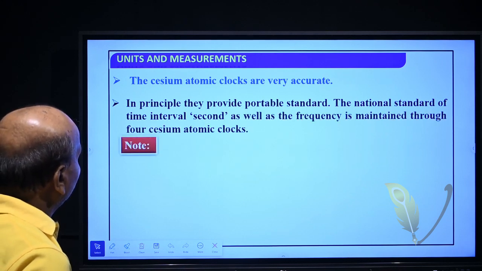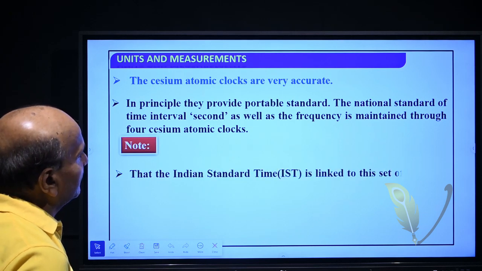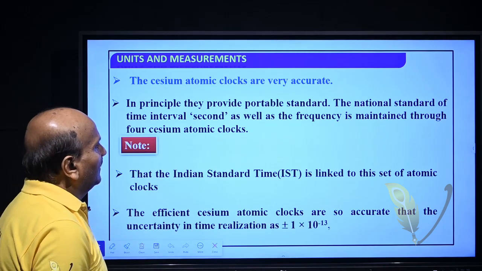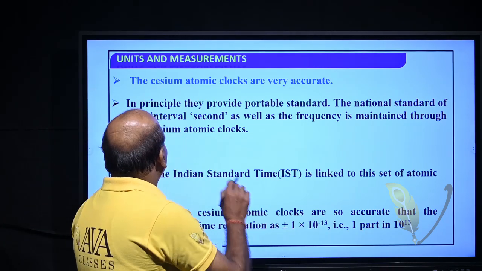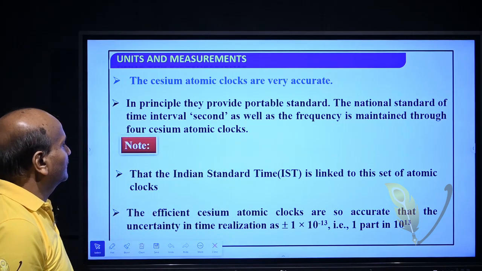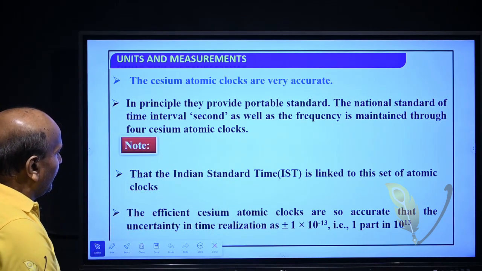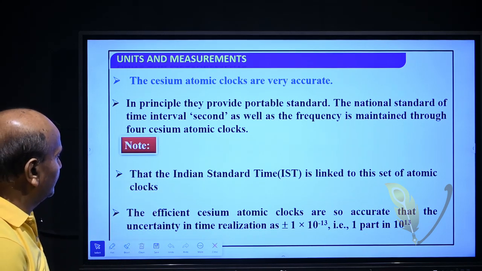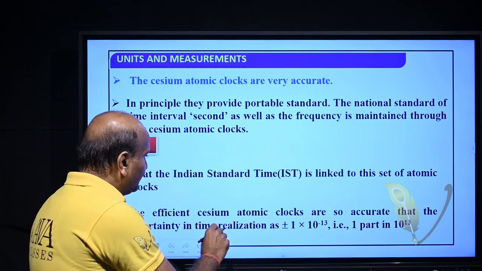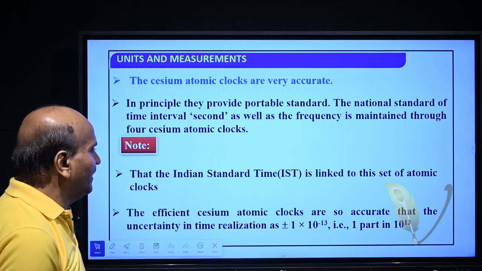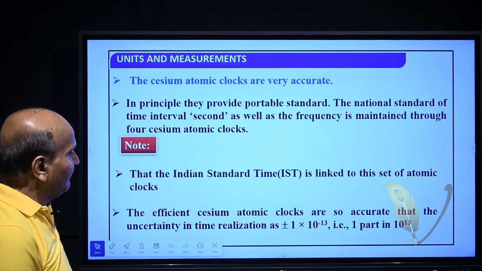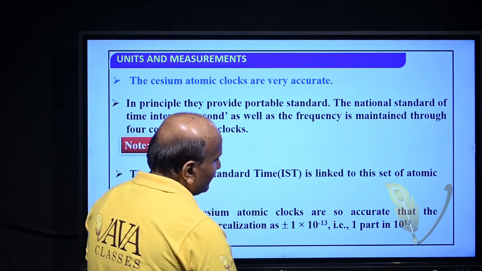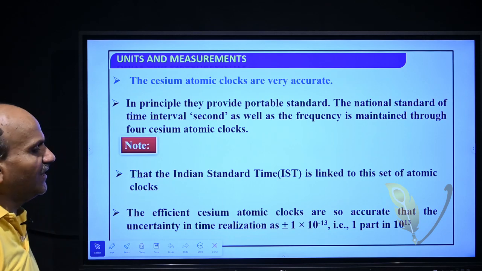Cesium atomic clocks are very accurate. In principle, they provide a portable standard, the national standard of time interval. The second, as well as frequencies, are maintained through four cesium atomic clocks. Note that the Indian Standard Time, IST, is linked to this set of atomic clocks. The efficient cesium atomic clocks are so accurate that the uncertainty in time realization is ±1 × 10^-13, that is, 1 part in 10^13.